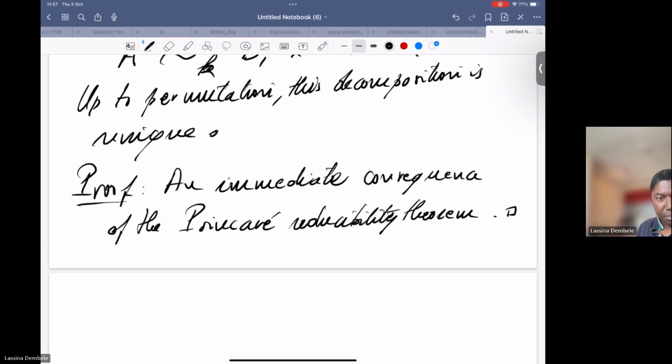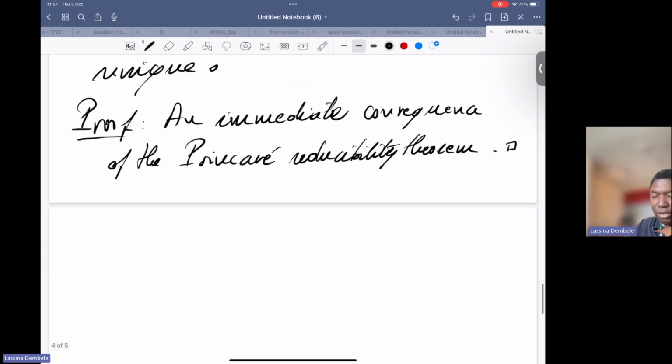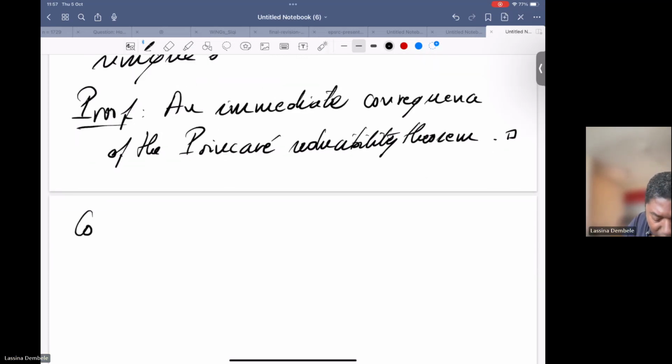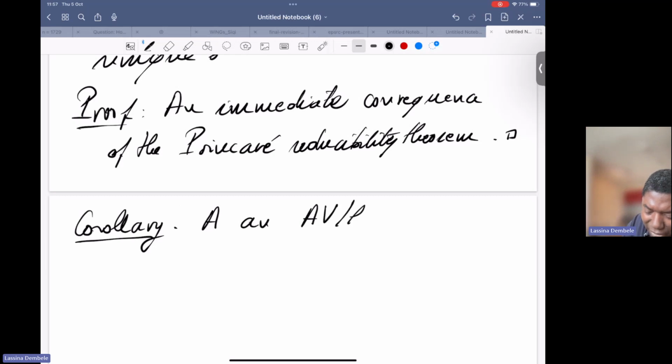So now, as a corollary of this, we are going to give a description of the endomorphism ring of an abelian variety, which is a bit more refined than the description we saw as just being a Q algebra. So that's the next corollary. So the corollary says the following. We start with an abelian variety A over K.